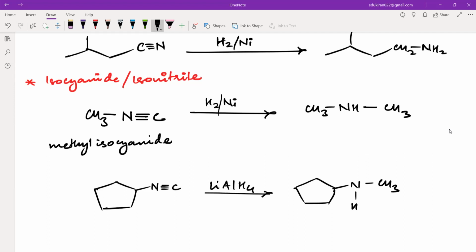You see, carbon also here is having 3 bonds. Yes or no? Carbon is also having 3 bonds. That is why carbon will be negative, nitrogen will be positive, and that is why it is completely neutral. Okay.